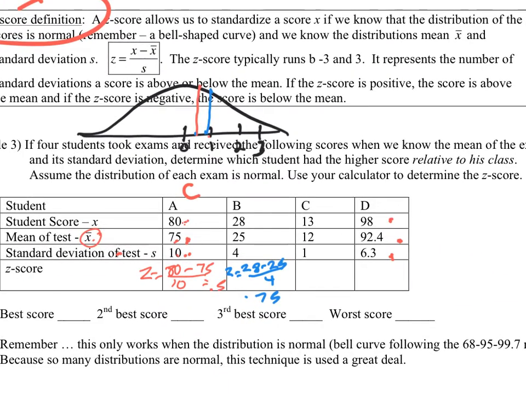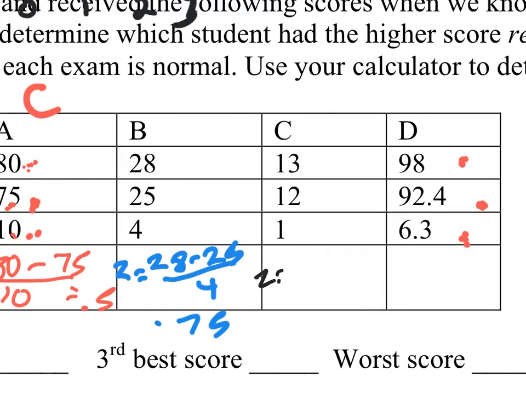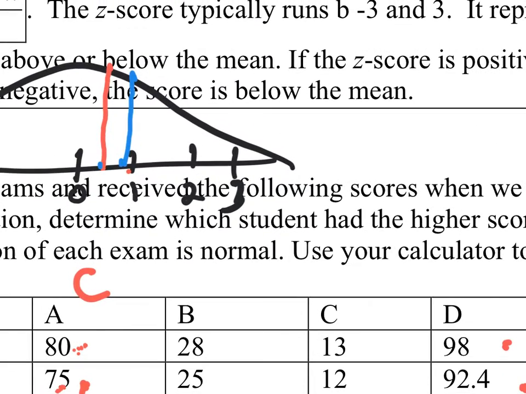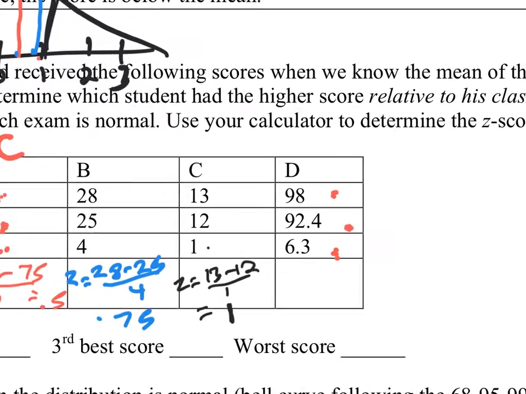Let's do Mr. Jabs. z is equal to 13 minus 12, all divided by the 1. How much is that? 1. Mr. Jabs' student did better than either Mr. Ramos's or mine. You see that? So the farther right on this curve, the better you did above the average. That's more standard deviations away. That's a higher score than everybody else.